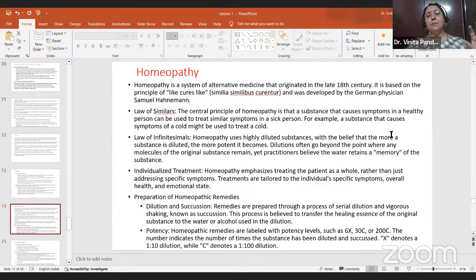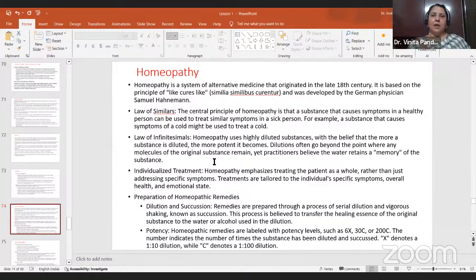So the homeopathic system originated in the 18th century, and it is based on the principle of like cures like, and was developed by German physician Samuel Hahnemann. Now, with regard to homeopathy, there are many ifs and buts. When I say ifs and buts, people say it is only acting as a placebo. It is actually not a treatment. It is only playing with your mind. How can someone be cured just by taking some small, sweet pills?